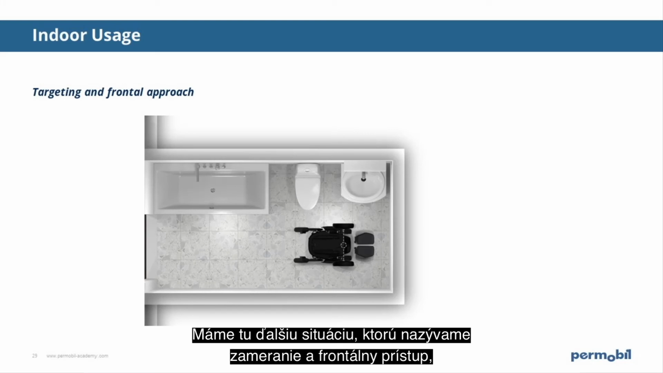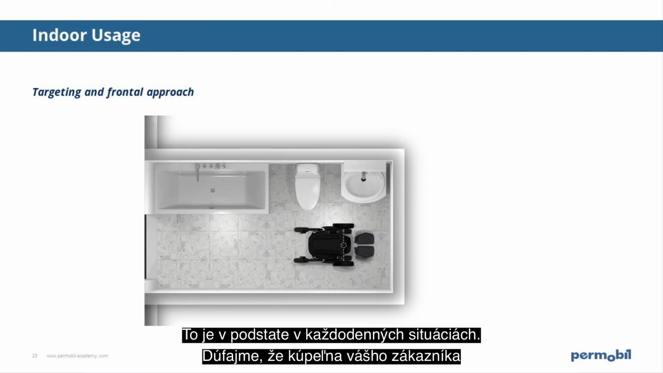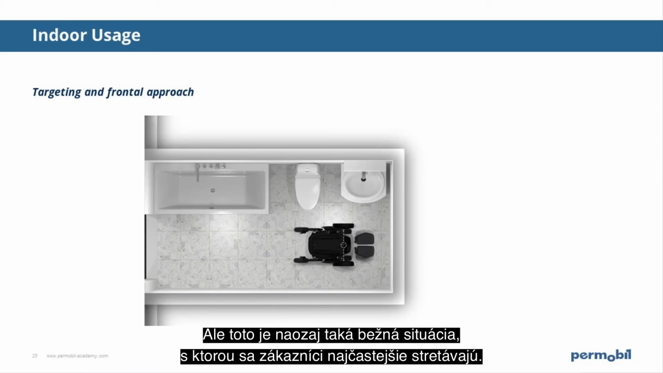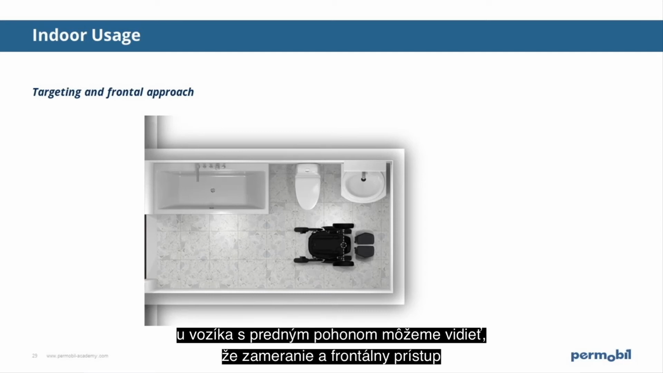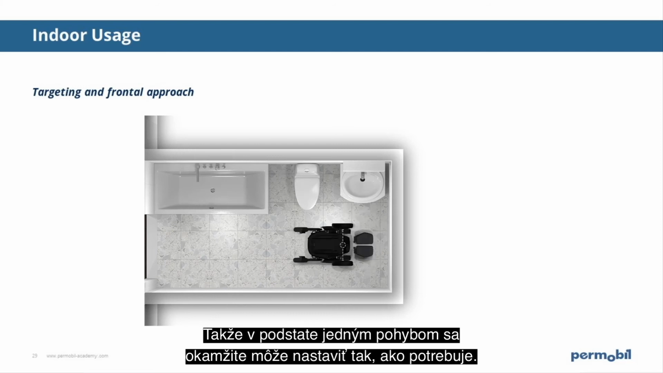Another situation is what we call targeting and frontal approach. You're in the bathroom, and the sink is located in a corner, which is basically an everyday situation. Hopefully the bathroom of your customer has a much more convenient setup, but these are real situations that we encounter almost daily. When your customer wants to position himself in front of the sink, for example to brush his teeth, with a front-wheel driven platform the targeting and frontal approach is quite efficient. With one movement, he can immediately position himself in the best possible way.